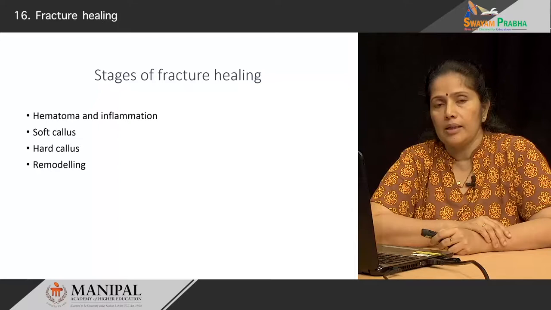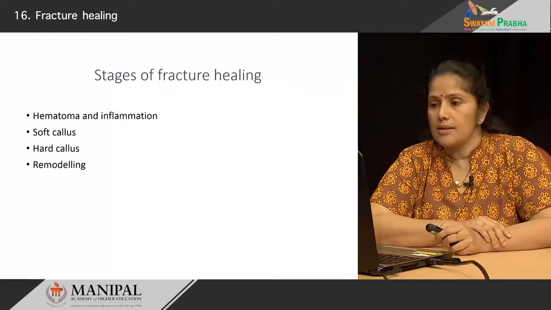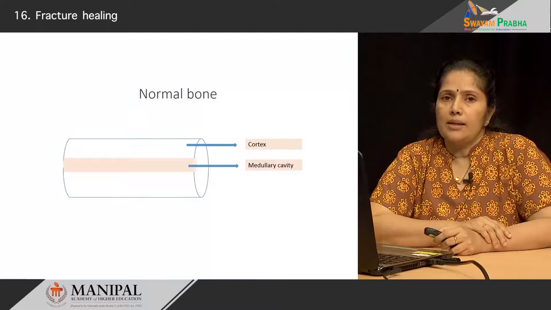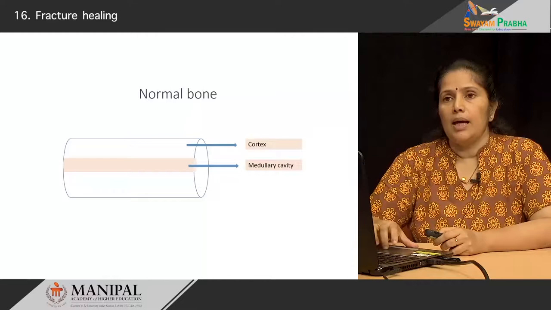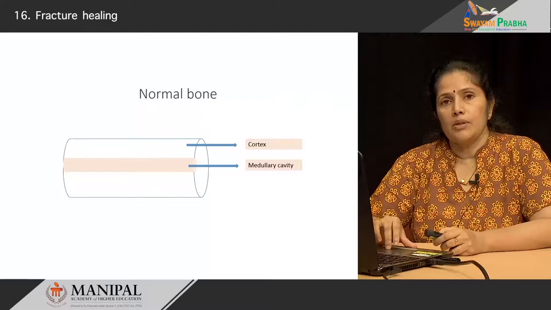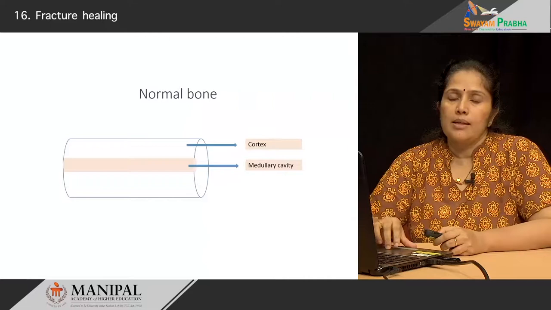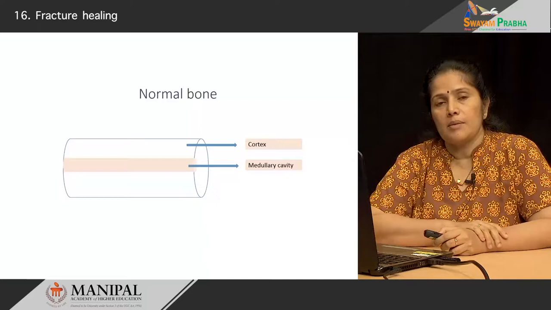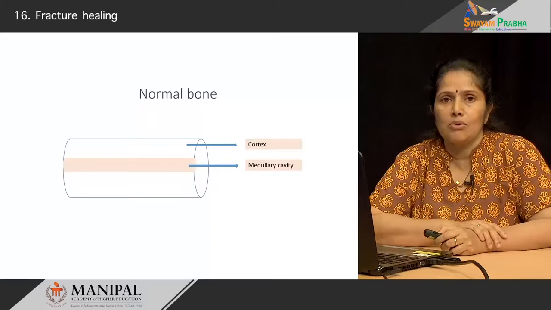So, let us look at how each of these processes moves. Before I touch on that, let us look at this little picture which shows the normal bone. If you look at the surface of this bone, you have on the periphery what is known as the cortex of the bone, and in the center you have what is known as the medulla. All fractures need not always involve the medulla. Sometimes it is a partial fracture, sometimes it is a complete fracture, and the nature of these fractures can also affect the time taken for healing of the bone tissue.